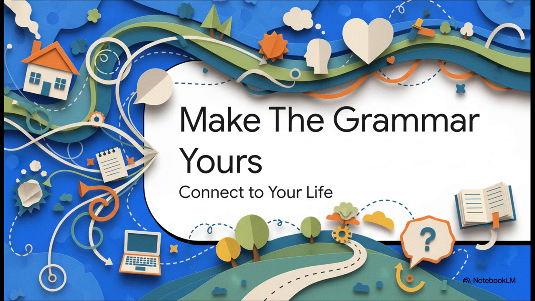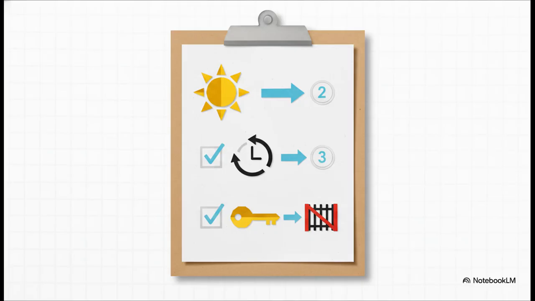So, we've taken apart the engine and looked at all the pieces. But grammar is totally useless if it just stays on a slide. The final, and honestly most important step, is to connect all of this to your own life. I want to leave you with a super simple 3-second mental check. Whenever you want to say something like this, just ask yourself, am I talking about now or am I talking about the past? That one question tells you which conditional to grab. Then just remember that golden rule.